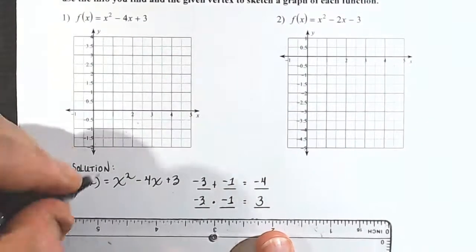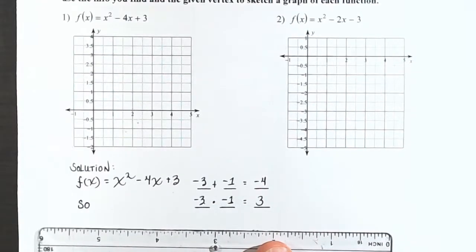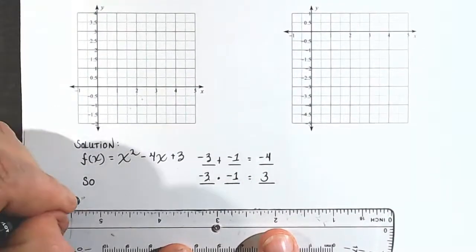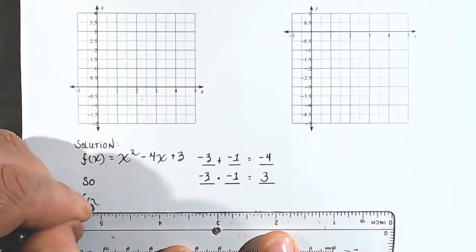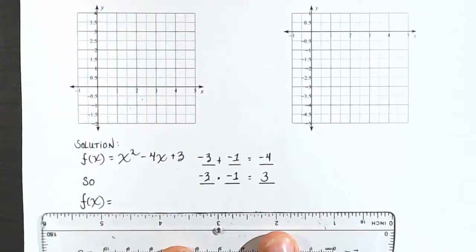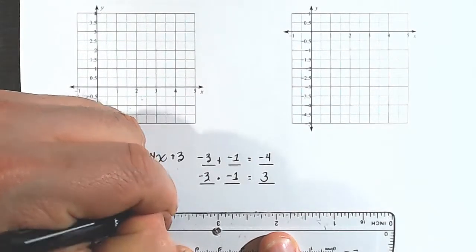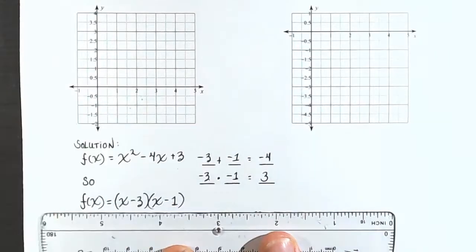So let me write this. So f of x equals, and now what I'm going to do is put an open parentheses and write x, and then I'll put -3. X minus 3, and then I'll close up that parentheses there. And right next to that closed parentheses, I'll put another open parentheses and write x. Then I'll take this second number here, -1, I'll put x minus 1, just like that, and then close up the parentheses there.